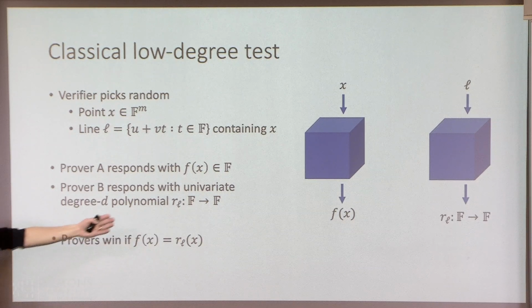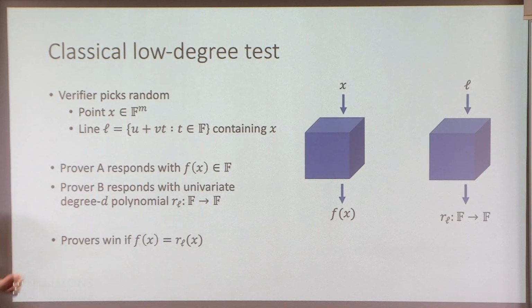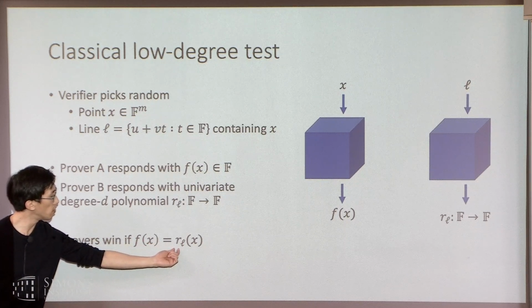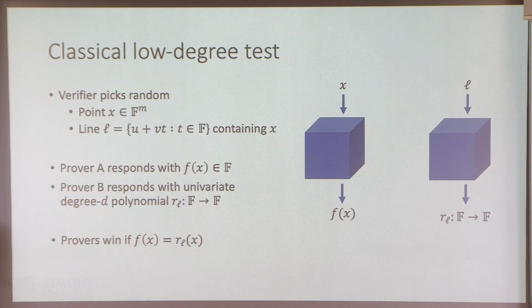And they give these responses, so this is a value in this finite field, and that's R sub L, a low-degree polynomial. The provers win if, when you evaluate this univariate polynomial at the point X, it agrees with the response of the first prover. This is the classical low-degree test.